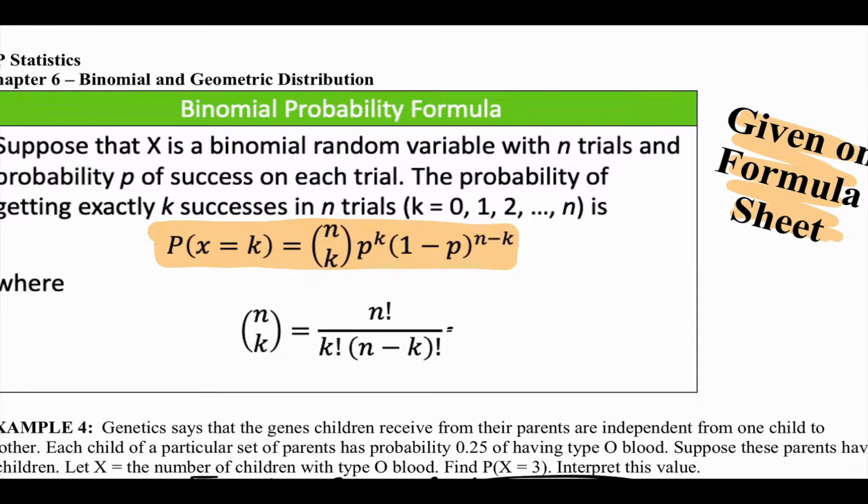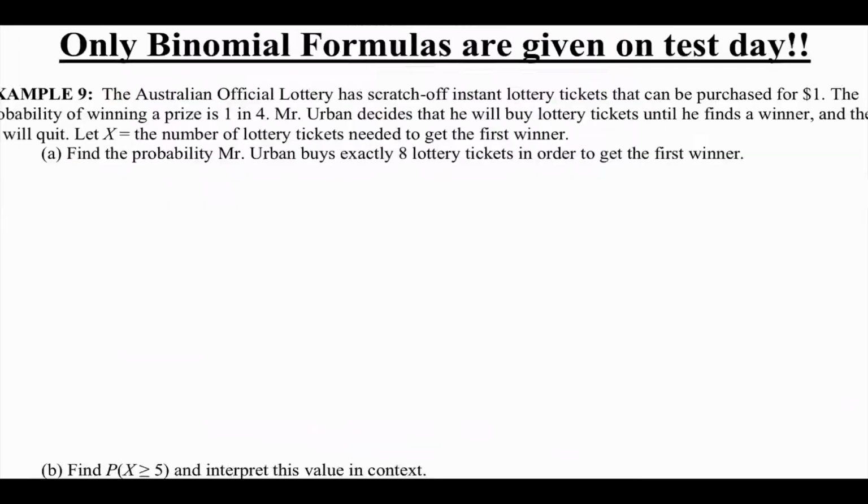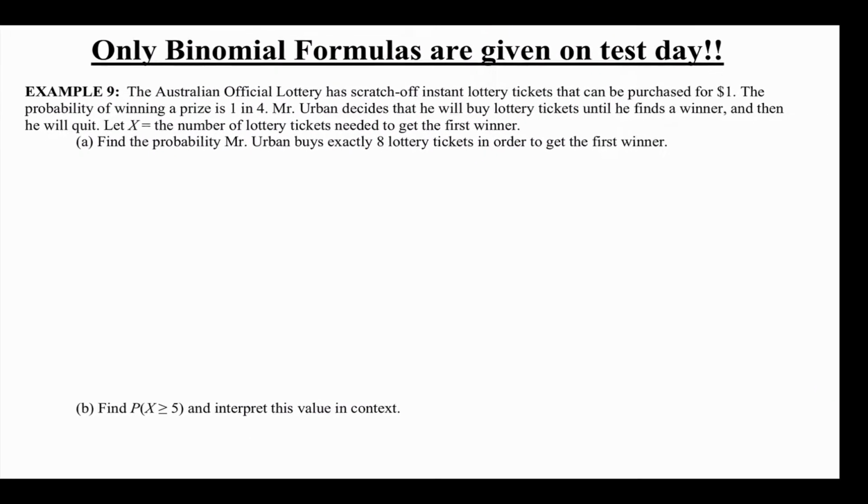Okay, so let's take a look at geometric. Here's an example. The Australian official lottery has scratch off instant lottery tickets, just like you can go buy at any convenience store or supermarket. Scratch off, you see if you win. Australia does the same thing. They cost $1. The probability of winning the prize is 1 in 4.